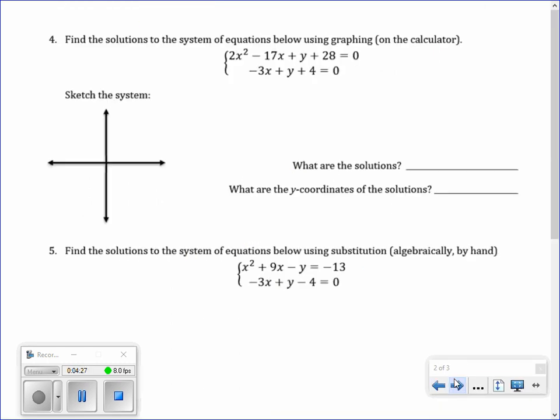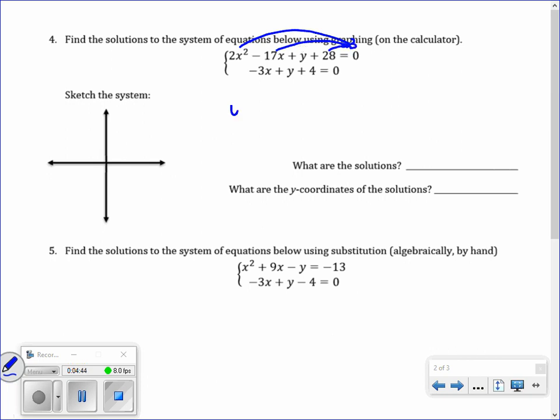Okay, find the solution to the system of equations using graphing. So we're going to graph it on the calculator. To graph these on the calculator, I have to solve for y. I see this y here is nice and positive, so I'm just going to leave it there and move everything to the other side. So this is going to move over, that's going to move over, that's going to move over.